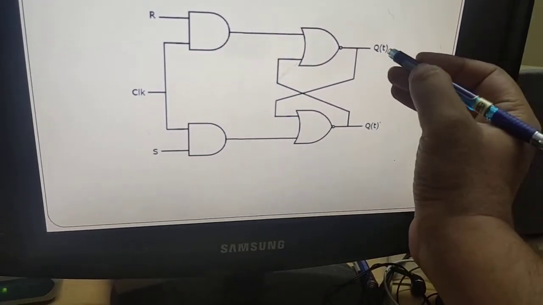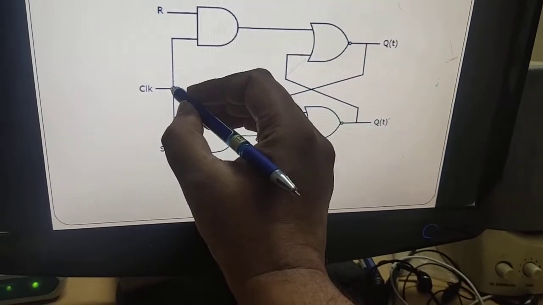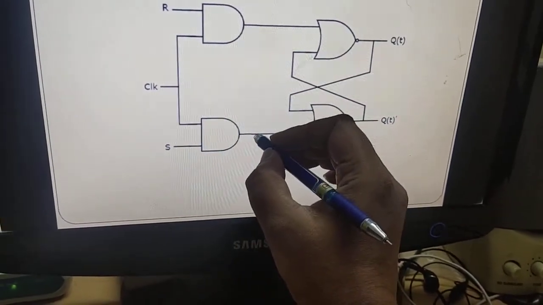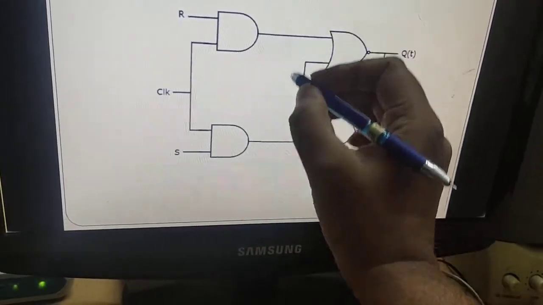I am taking this as Q is equal to 0, Q bar is equal to 1. This is 1. This clock is also equal to 1. The output of this AND gate is equal to 1. And here it is 1. This is 0. The output of this AND gate is 0.